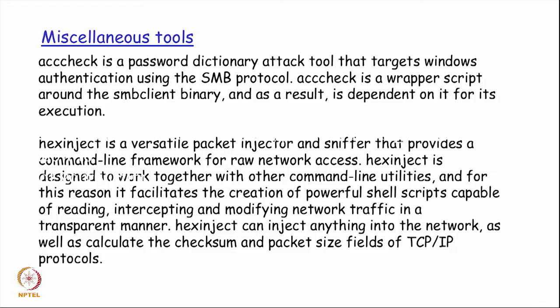So, ACC check is basically a wrapper available over the SMB client binary executable, which is what my client system uses for remotely accessing a file system on, let us say, Windows. If my client is a Linux system, I will run the SMB client on my Linux system to access the file system, like an NTFS file system, on my Windows system. Because this works on top of SMB client, more like a wrapper script, it tries to do a password dictionary attack. We actually looked at password dictionary tools earlier also. This particular tool, ACC check, will be usable only if I have the underlying Samba package installed, right.